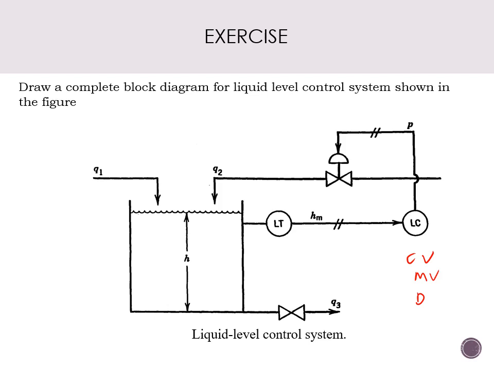And then you need to identify the transfer function for each block in the diagram. It consists of GP, the transfer function for the liquid level process, and GM, the transfer function of the sensor transmitter. GC is the transfer function of the controller, the liquid level controller, and also GV, the transfer function for the valve, and also the transfer function for the disturbance, which is GD.